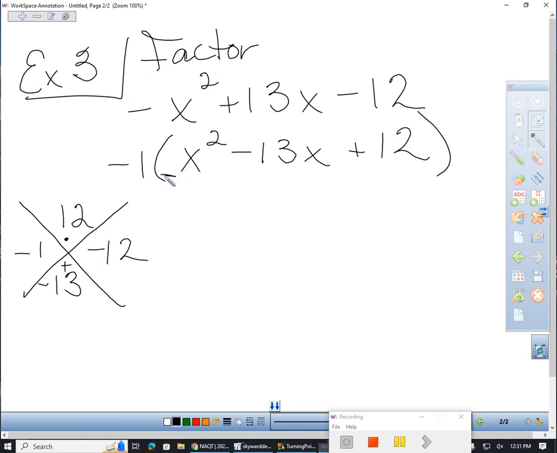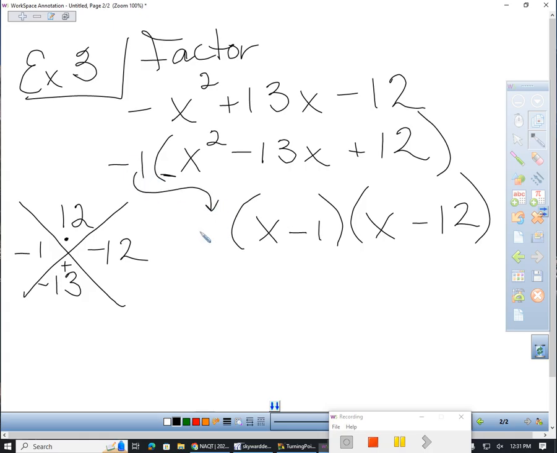Now, since my leading coefficient is a 1, I can write my factors. I have x and then minus 1, and I have x and minus 12. And then this negative 1 that's in front goes right here. We've got to make sure we have that, because you want your leading coefficient to be 1 if at all possible. Okay?